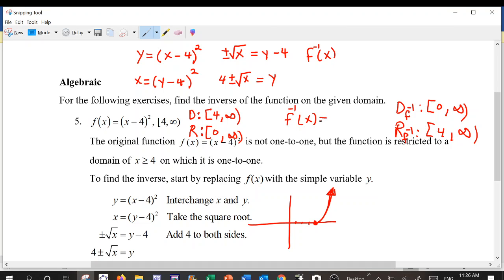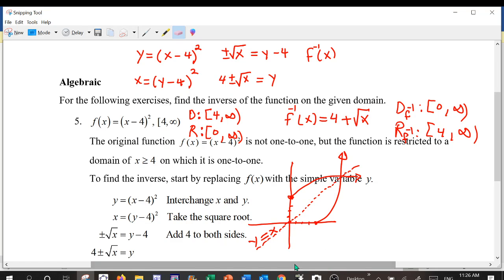So f inverse is going to be 4 plus square root of x, which is basically taking the square root of x 4 units up. Square root of x is over here, right? So we just have to move it up 4 units. 1, 2, 3, 4, something like that. So it's going to look like that. And this one also continues that way. So they actually meet in that place. And notice that they're symmetric with respect to y equals x.